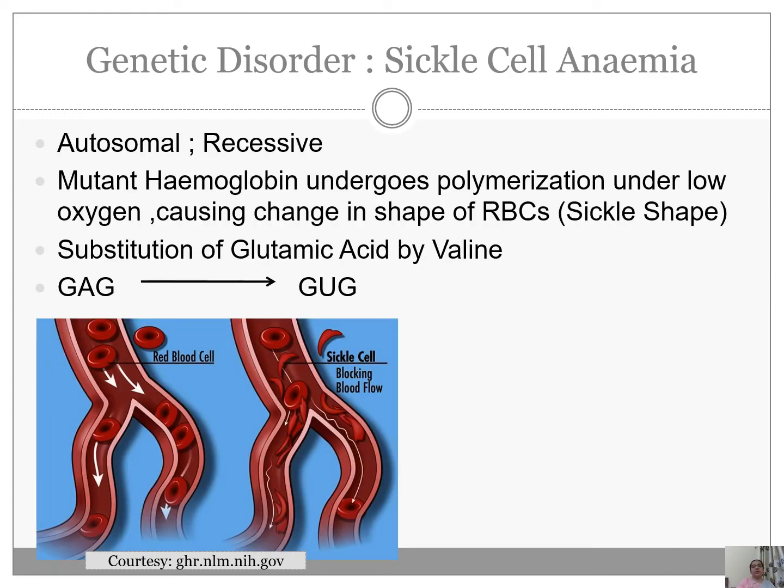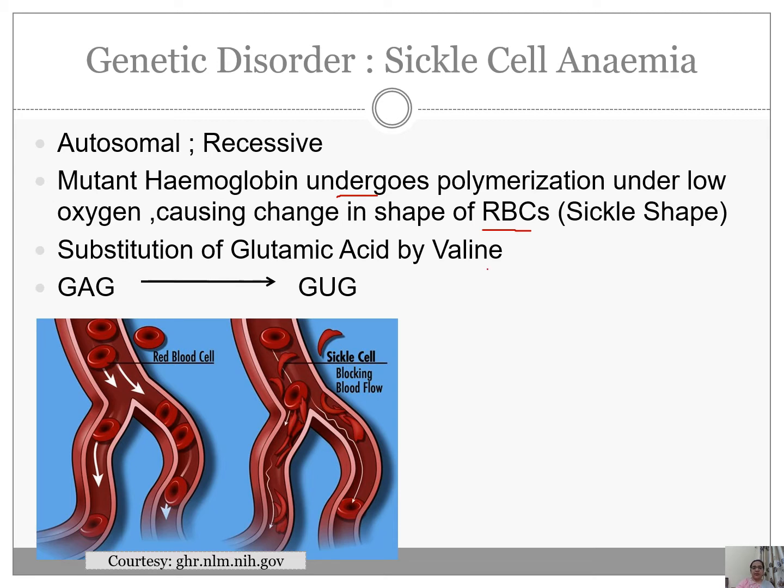Now coming to another genetic disorder, that is sickle cell anemia. It is caused by a mutation in autosomes, and this is also a recessive disorder. Here, the mutant hemoglobin undergoes polymerization in a low oxygen environment, and there is a change in the shape of RBCs. It occurs by the substitution of glutamic acid by valine.